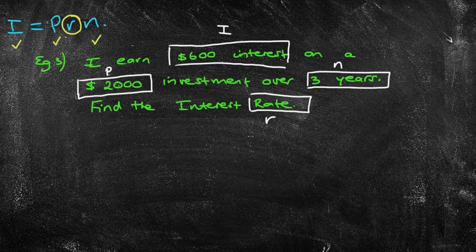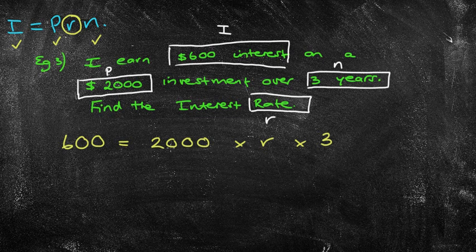So in fact, you know what, it is financial maths, absolutely, but it's also just algebra, it's an equation. So I'm going to put the 600 where the I was, I'm going to put the 2000 where the P was, times the R, I don't know what R is, and times the 3. Now, there are lots of different ways that you could solve this equation.